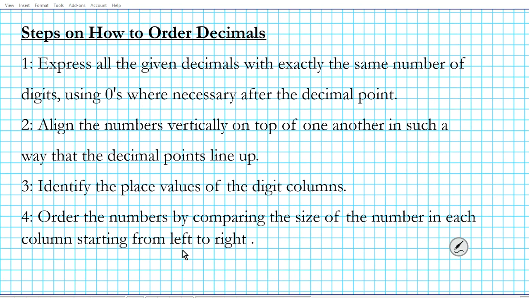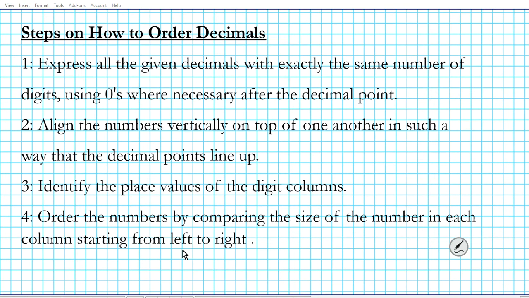These are the steps that we're going to be using for the problem solving process. Step 1, you'll have to express all the given decimals with exactly the same number of digits. So in some cases you have a decimal that doesn't have as many digits as the others. In that case you just simply add zeros to the right of the number after the decimal point.